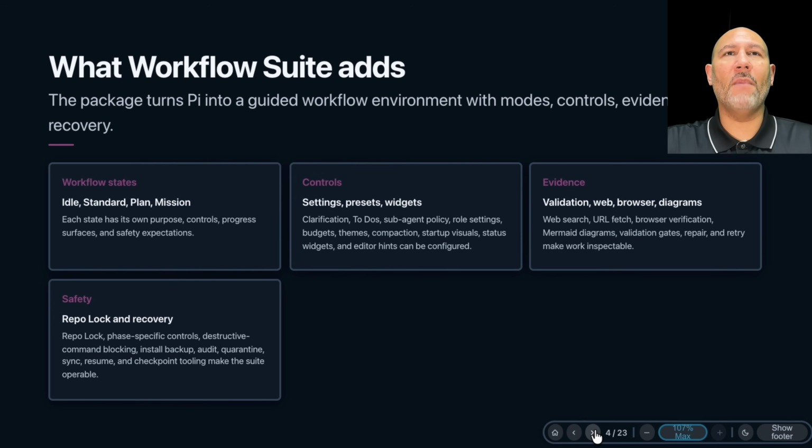So what does my workflow suite add to Pi? Well, it adds idle, standard, plan, and mission. So basically in idle mode, you would still have access to the Repo Lock, the themes, and some of the other global permissions. You just wouldn't be gated in some of those other features. So depending on what state you're working in, you may want to be in idle.